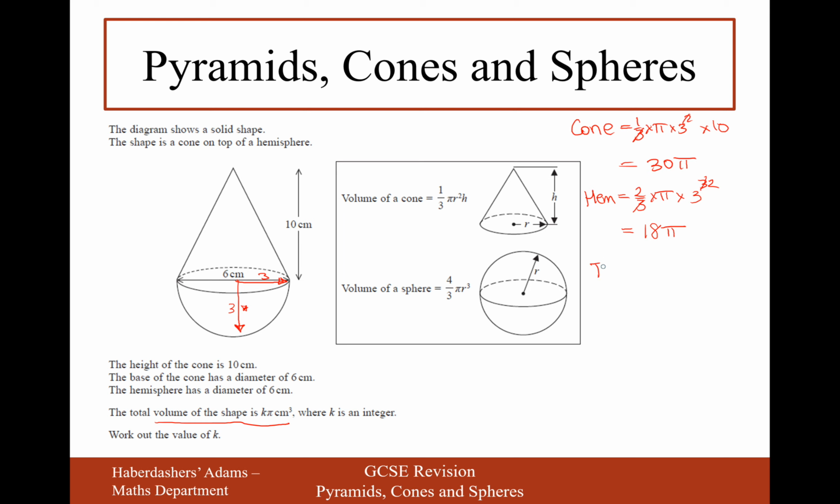So the total area here is going to be these two added together. That would be 48 pi. So k is equal to 48. And there we are. That's the answer to this question.